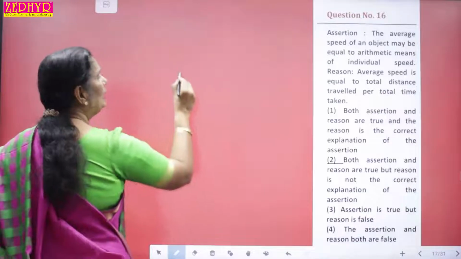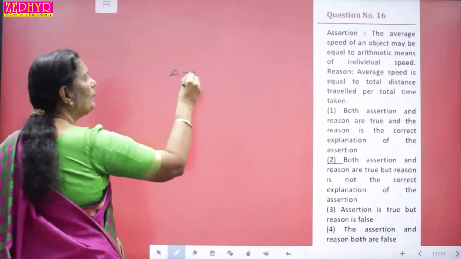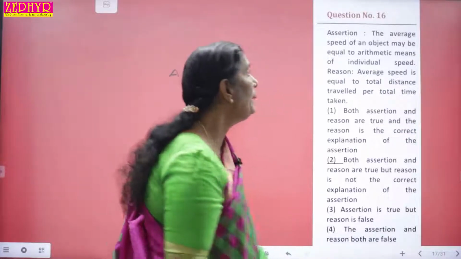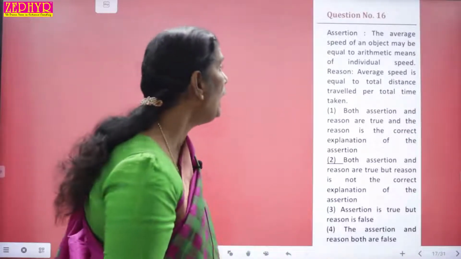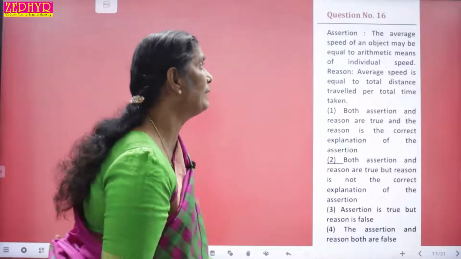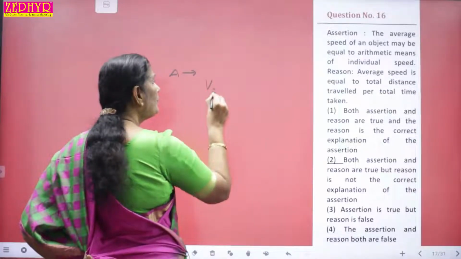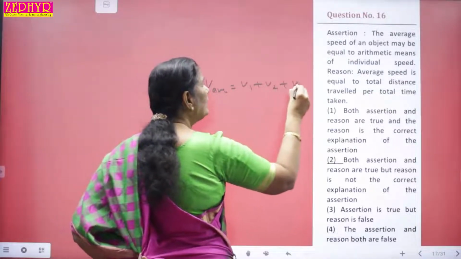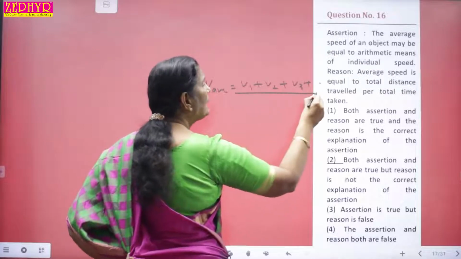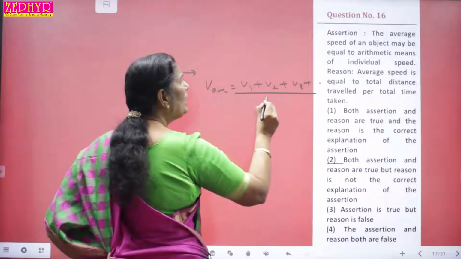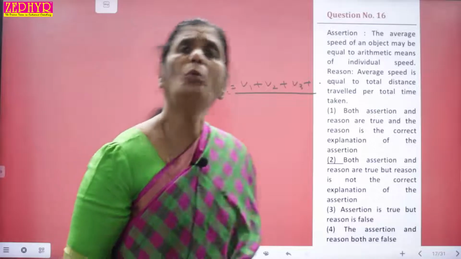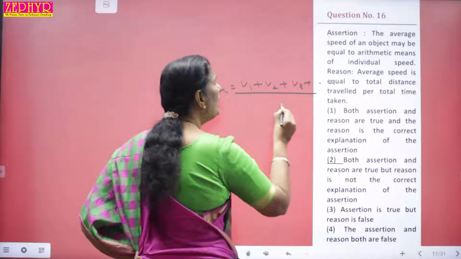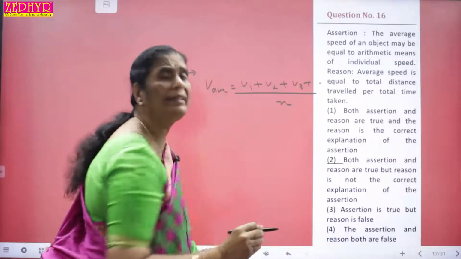Next one, okay, again. So next, the assertion. Watch now. The average speed of the object may be equal to the arithmetic mean of individual speeds. So what is it telling? Average is equal to V1 plus V2 plus V3 and so on, divided by n, the arithmetic mean. Arithmetic mean for two values is V1 plus V2 by 2. If there are three, then V1 plus V2 plus V3 by 3. So for n terms, and so on, by n. Is it correct? Yes, it is correct.